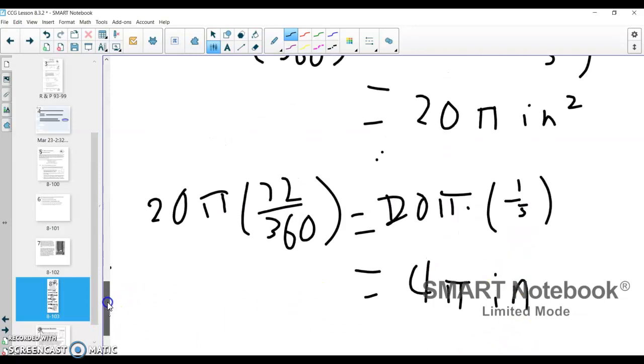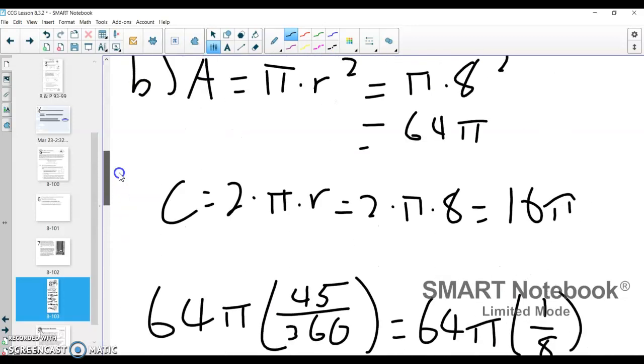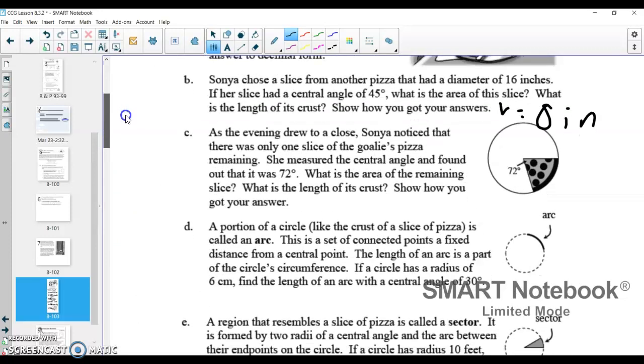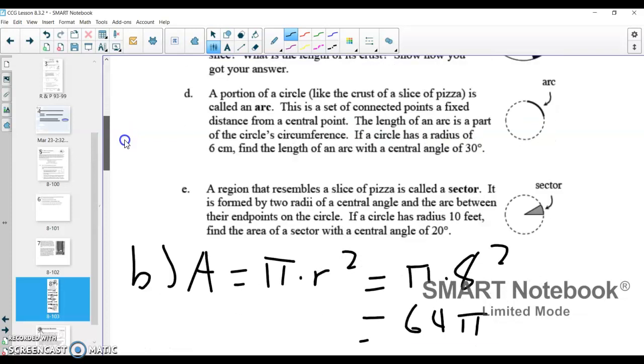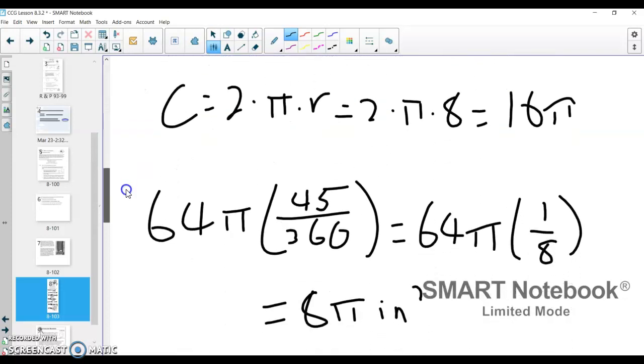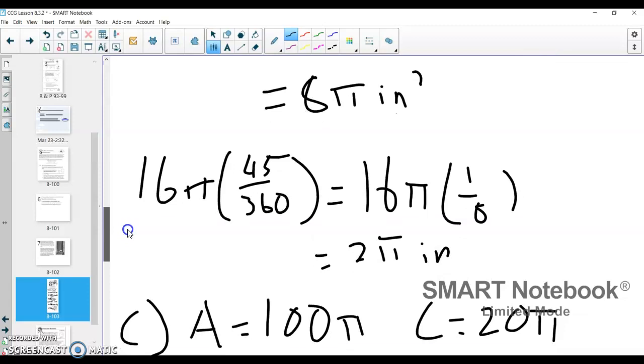All right. And so in problems both B and C here, it introduces this idea that we can find just these portions, the area of that slice of pizza, or the length of that crust. And again, we'll see this in D and E. The length of the crust is what we call an arc. The area of just a slice is called a sector. And if we're looking for a sector, we take the total area, multiply it by the portion. And if we're looking for an arc, we take the total circumference and multiply it by that same portion.